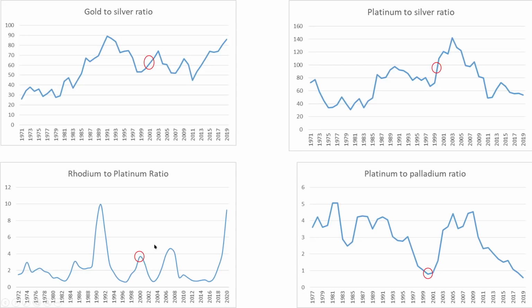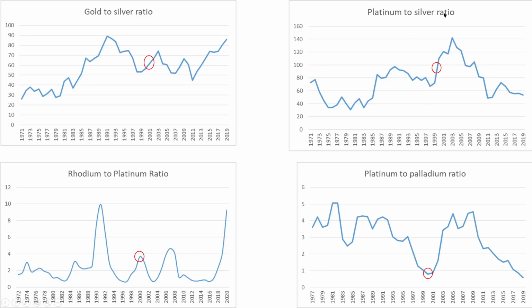So if you look, rhodium to platinum ratio, that's not a good ratio for rhodium. It's a good ratio for platinum. So platinum's cheap here. Platinum to palladium ratio, we're low right here. So platinum is cheap in comparison to palladium. So we want platinum. So for this chart, platinum's cheap.